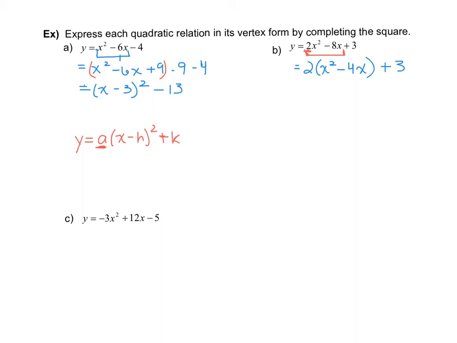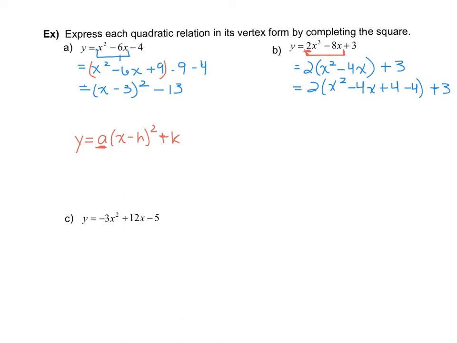Now we want to figure out what we're going to add to the x squared minus 4x to complete that square. We're going to take half of that 4x, half of 4 is 2, and then when I square 2, I get 4. So we're going to add a 4 and then subtract a 4 on the end of that, and we still have our plus 3 on the end.